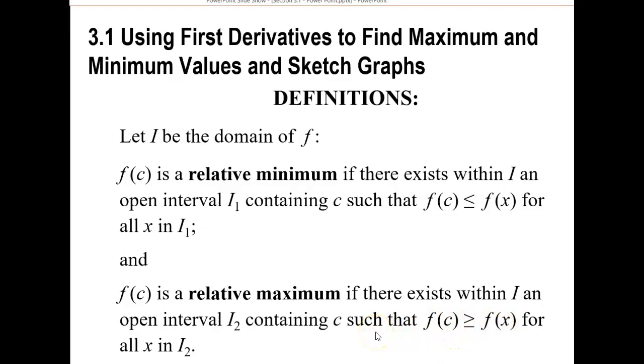In other words, it's kind of like the top of a hill, like if the parabola graph was upside down and it had a high point, or if you had a lot of those similar features on your graph throughout the domain, those would be relative maximums.